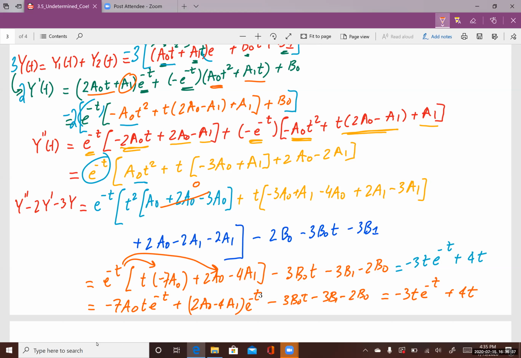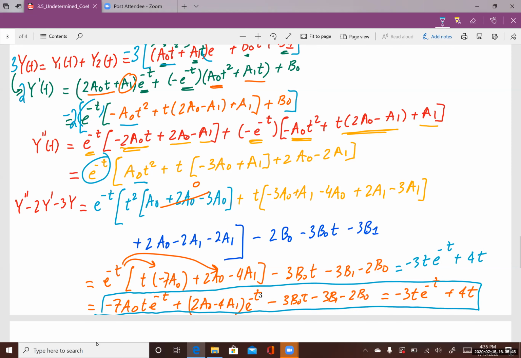Look at this equation. What do you notice? You would notice that I have this term on the left side here, and I have the same term, t e to the negative t, on the right side here. Okay, these are the only terms that are matching in the same function form. So this means t e to the negative t, that means negative 7a0 equals to negative 3. That's one thing that we observe.